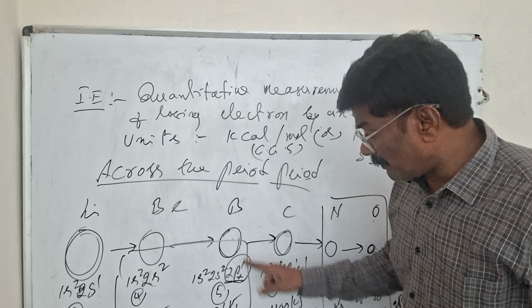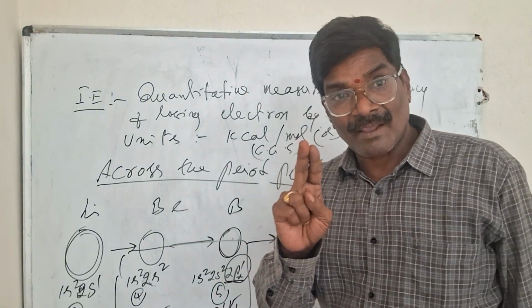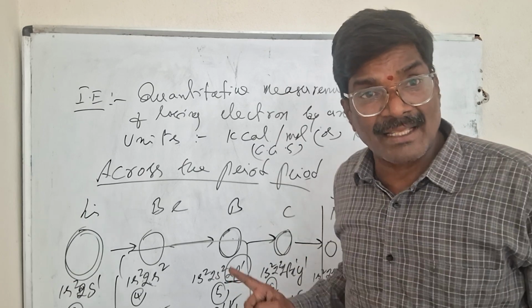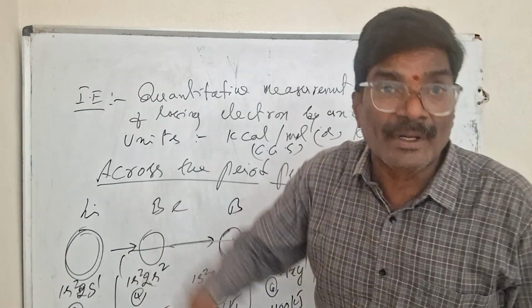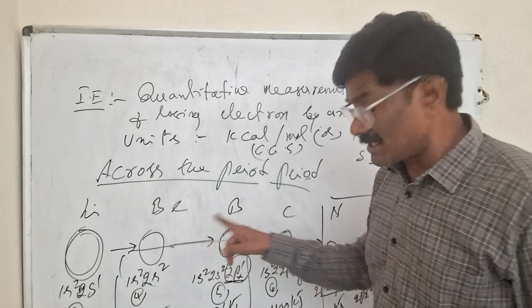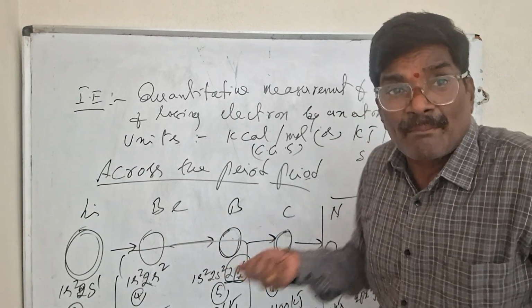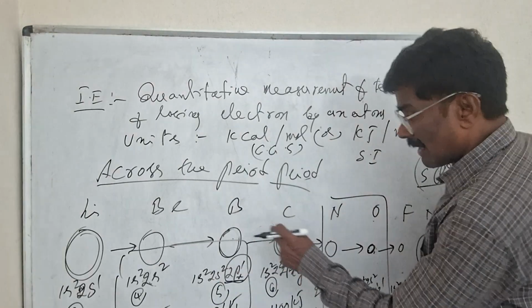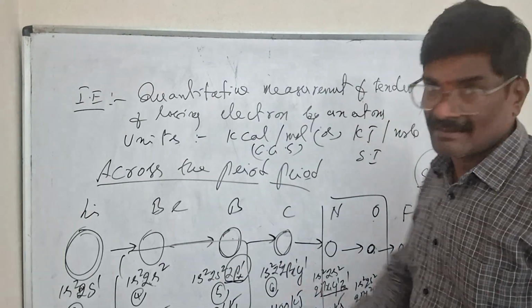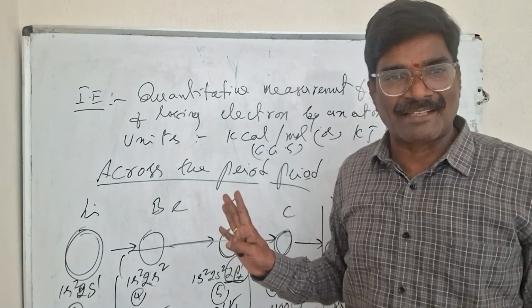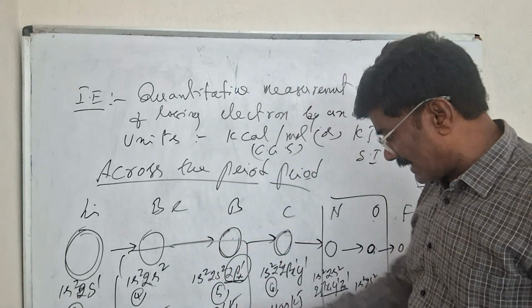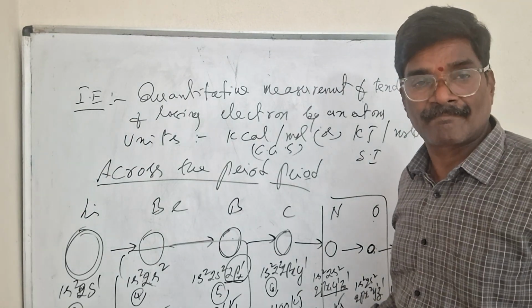Now, beryllium to boron, yes. Beryllium to boron, one is a supporting factor to increase the IE value, another is an opposing factor to decrease. Supporting factor is smaller size, opposing factor is that penetration power is less when compared with s electrons. When you come to boron to carbon, yes, only one factor, size only. Smaller size increased it from 800 to 1100.